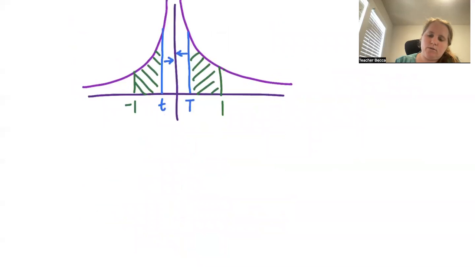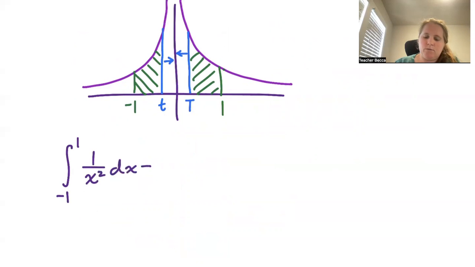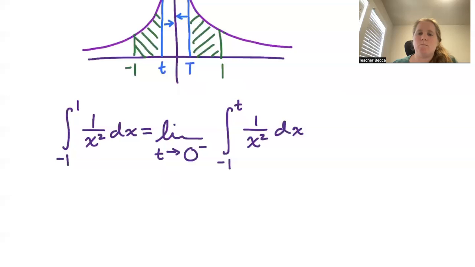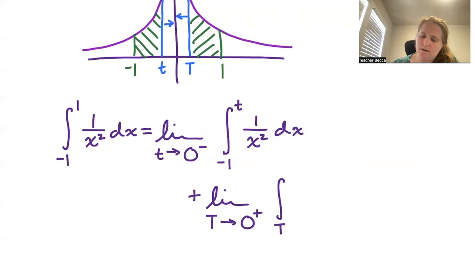So the definite integral from negative 1 to 1 of 1 over x squared dx, we will define as the limit as lowercase t goes to 0 coming from the left, the definite integral from negative 1 to t of 1 over x squared dx, plus the limit as capital T goes to 0, coming from the right, of the definite integral from T to 1 of 1 over x squared dx.